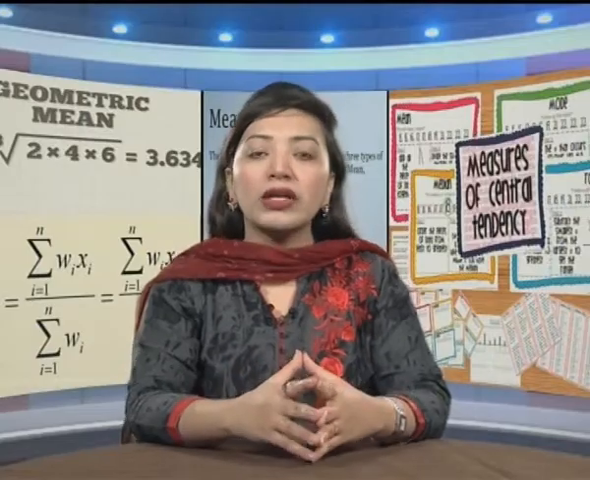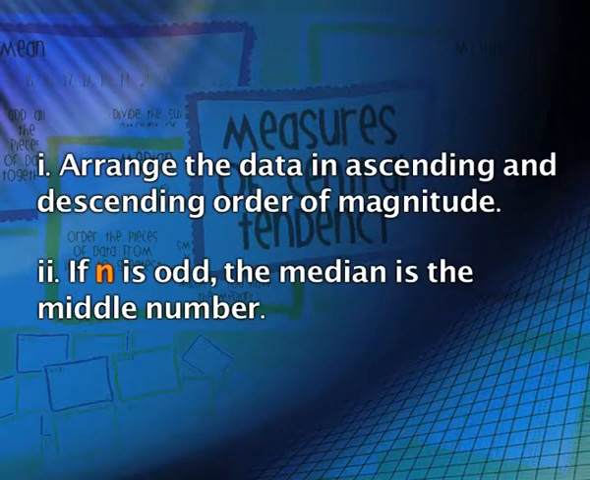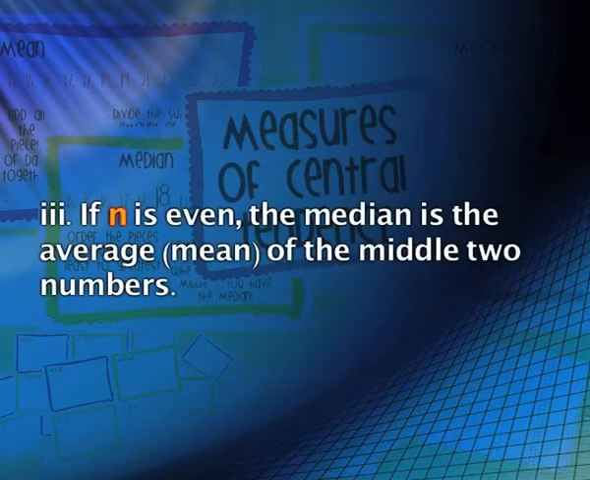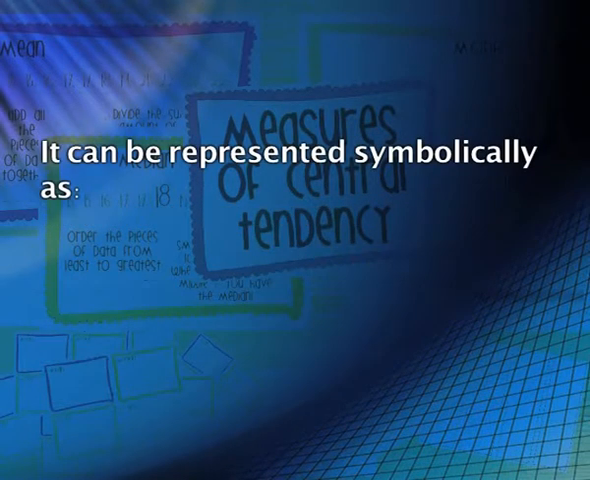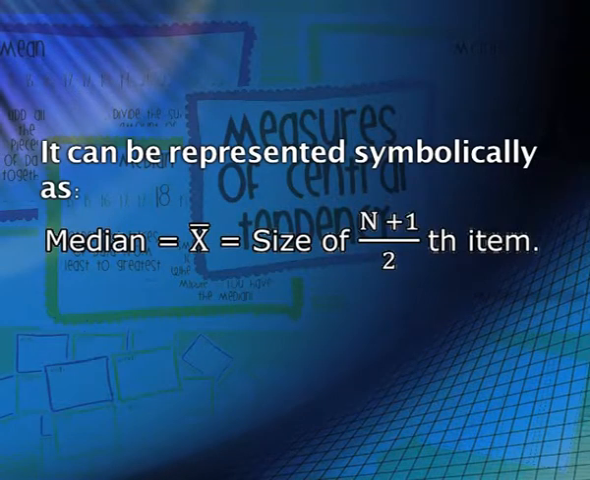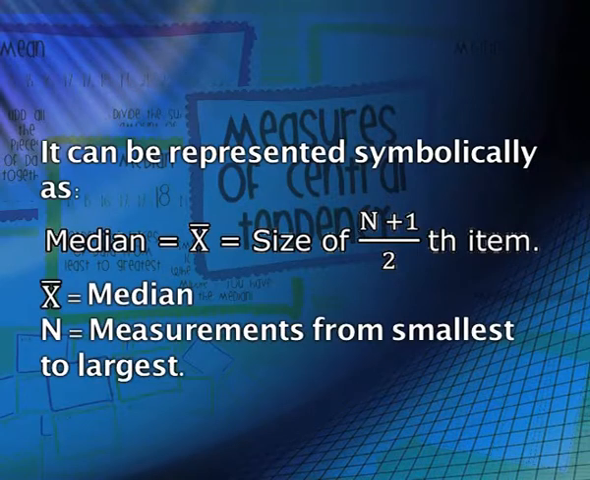The steps involved are: first one, arrange the data in ascending or descending order of magnitude. Second, if n is odd, the median is the middle number. Third point, if n is even, the median is the average mean of the middle 2 numbers. It can be represented symbolically as median equals x bar, which is equal to size of (n plus 1) by 2th item. X bar is equal to median, n is equal to measurements from smallest to largest.